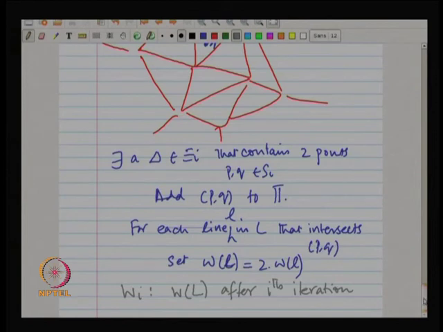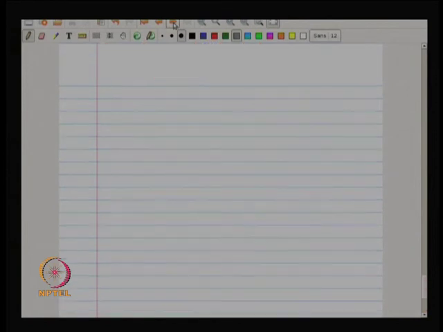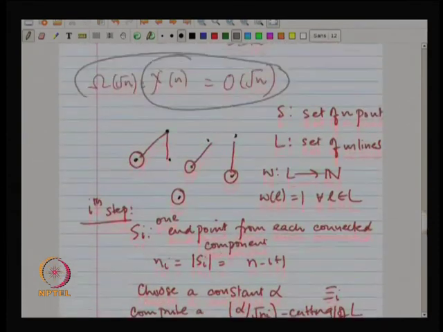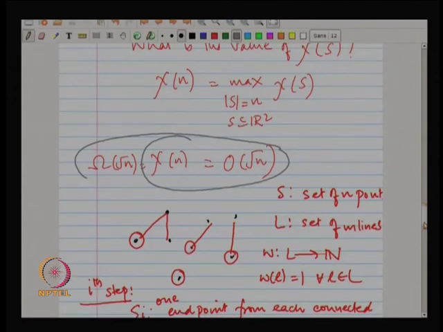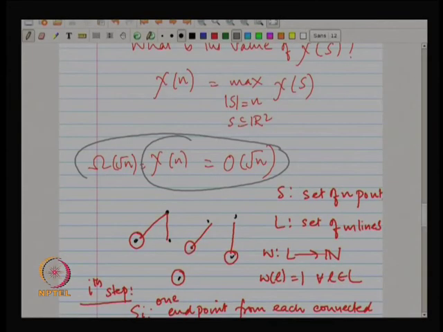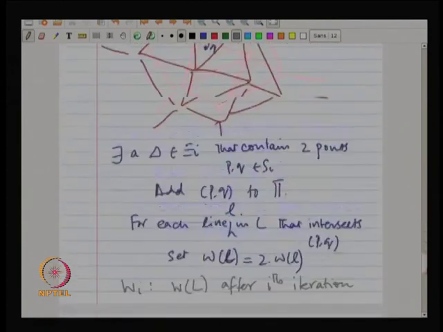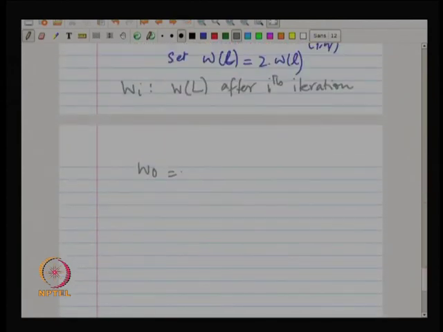So what's W0? Initially W0 is m, am I right? Because there are m lines. M is n choose 2, but let's not worry about it. So the weight of each line is 1, and the total weight of the lines is m.